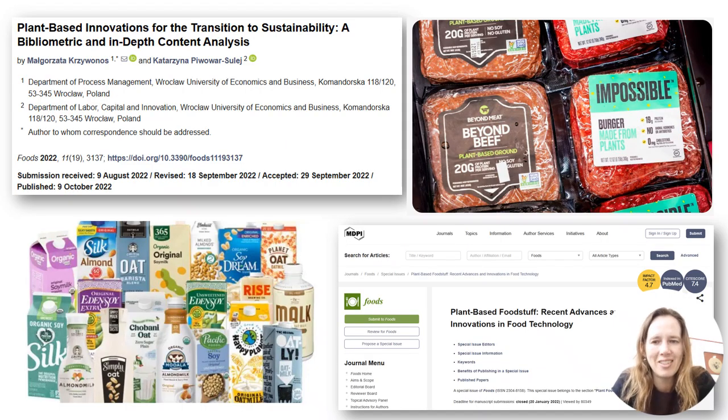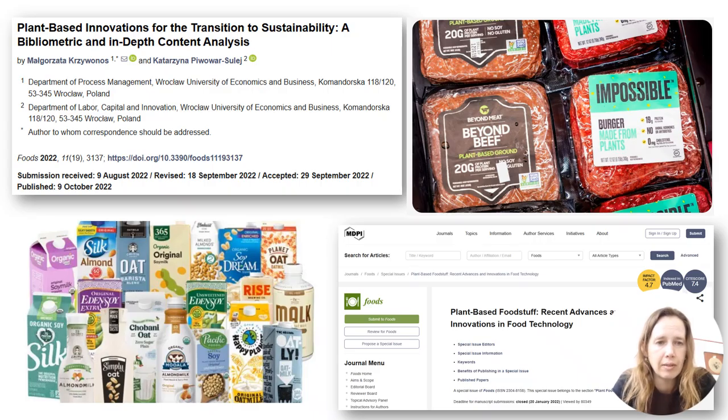Of course, I have publications about that, like plant-based innovations for the transition to sustainability. When people talk about replacing meat products with vegetable ones, they're talking about sustainability and animal welfare. Sometimes the approach is correct, sometimes not that much. But in this case, plant-based innovations, thinking about sustainability.